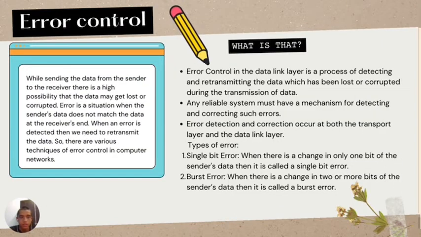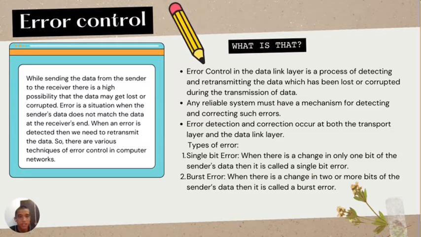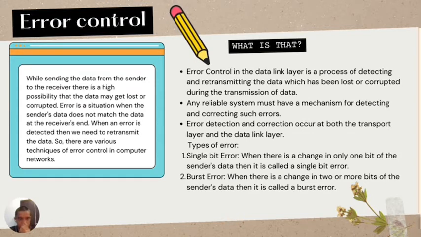Yang seterusnya, error control. Okay, bila kita bertemu dengan error control ni? So, while sending the data from the sender to the receiver, there is a high possibility that the data may get lost or corrupted. Error is a situation when the sender's data does not match the data at the receiver's end. So, dia tak sama, apa yang dihantar tu tak sama dengan apa yang diterima. When an error is detected, then we need to retransmit the data.